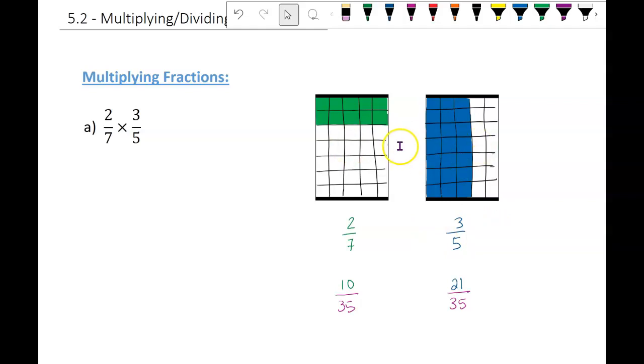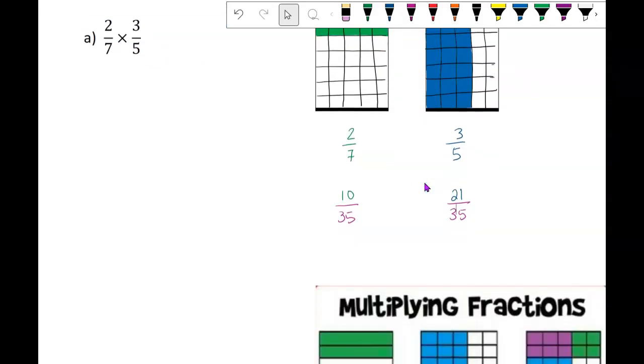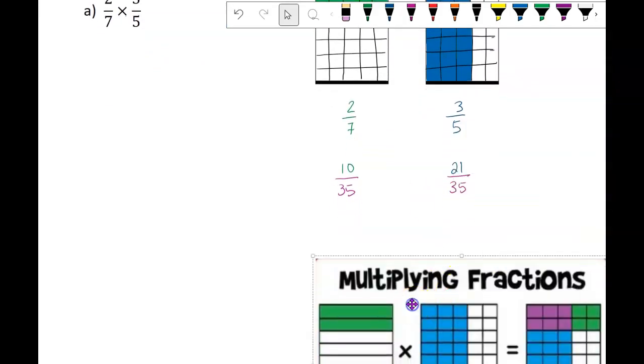Okay, now when we're multiplying the fractions, we're trying to see what happens when the two overlay each other and see what's common between them. And so I have a visual down here to help us represent this better. I'm just going to bring this up.